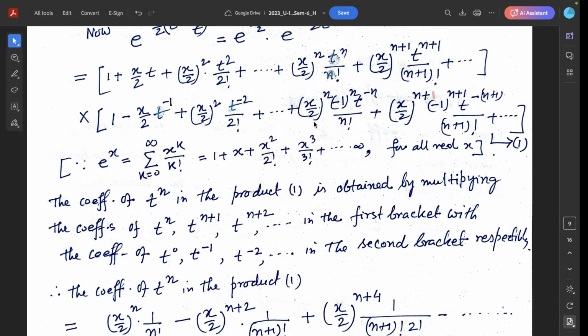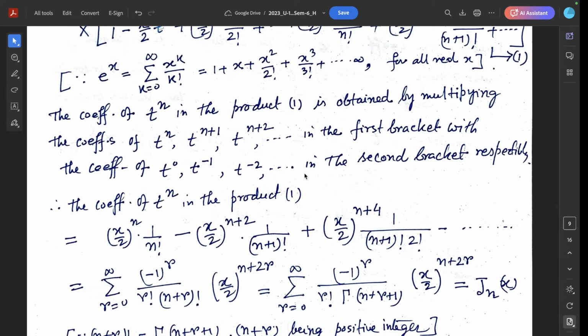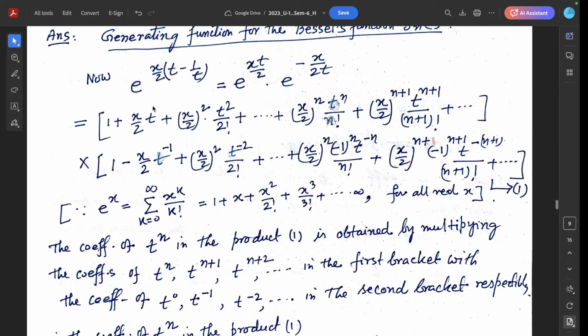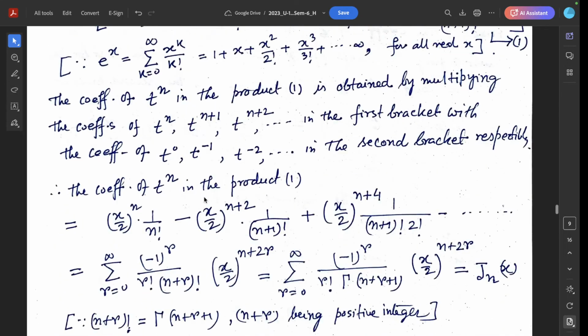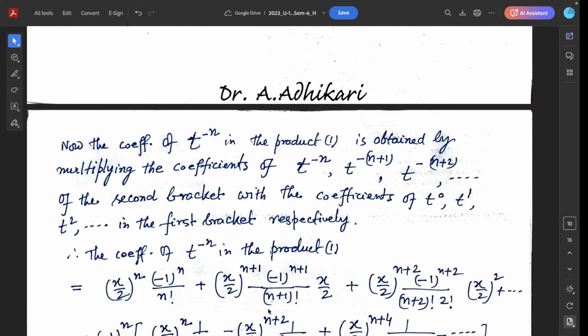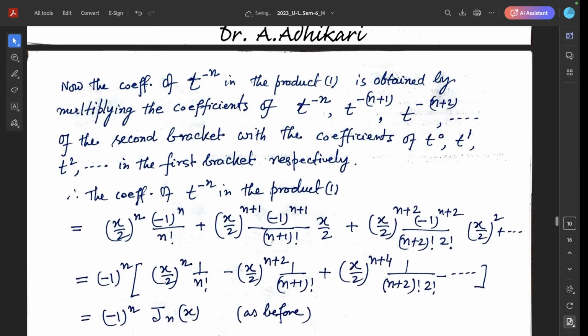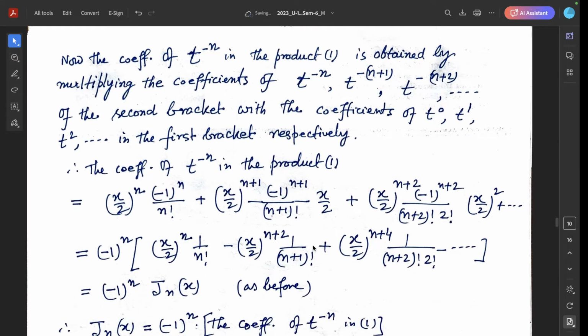This is multiplied with t to the power 1 from the first bracket, and t to the power 1 is x/2. So multiplying this with (x/2)^(n+1), we get n+2 and n+2, this x/2, this x/2. So (x/2)^(n+2) times (-1)^(n+1), taking common (-1)^n. So we get minus 1 over n! (n+1)! and so on. And this is (-1)^n J_n(x) as before.